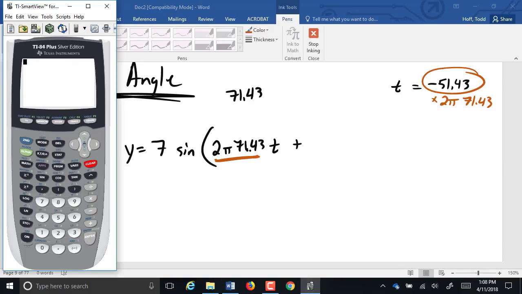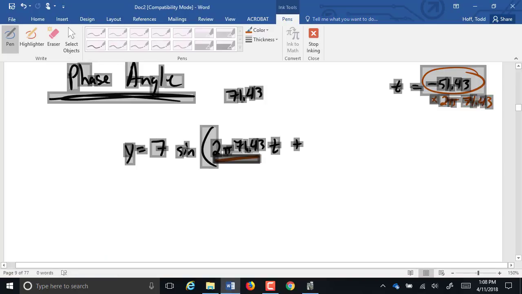Sorry. So let's clear this out. We have to do the negative 51.43 times 2 pi divided by 360 to make it into radians. So it's a negative 0.897 radians. Then we can multiply by 2 by pi and by 71.43. That's our phase shift, 402. So this is actually going to be 402.86. So it goes in there.